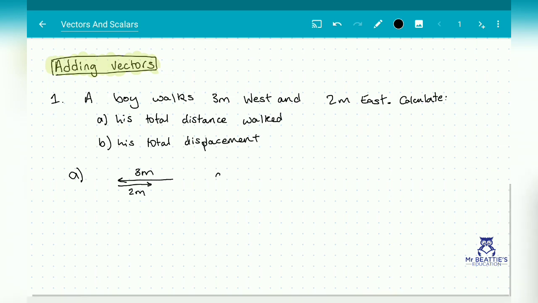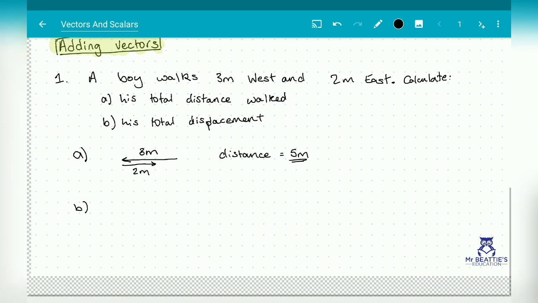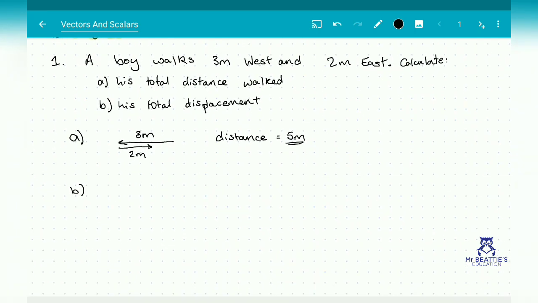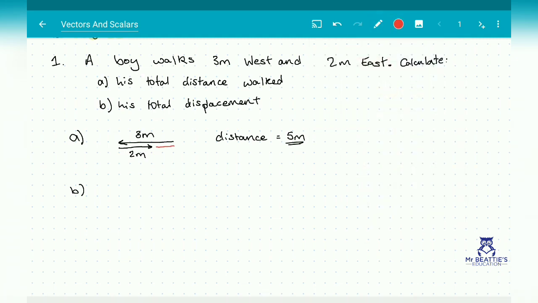So what we can say is that the distance he walked here is 5 meters, fully represented by its magnitude. 5 meters from start to finish. However, his displacement takes into consideration the direction that he walked. So if he walks 3 meters west and then 2 meters back east, he's actually only 1 meter from the starting point.